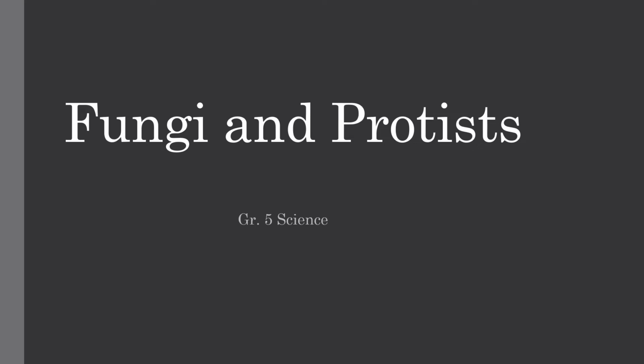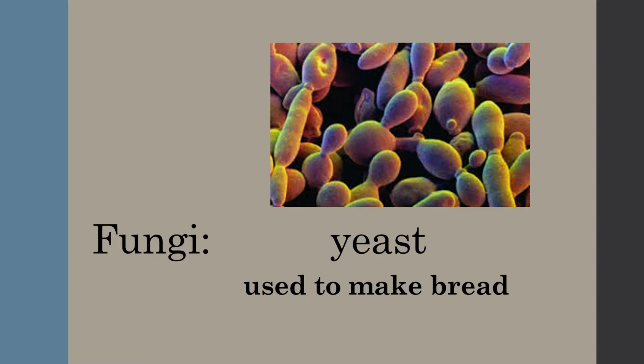In today's video, we're going to continue with another two new kingdoms, the fungi kingdom and the protist kingdom. As you guys already know, there's 6 kingdoms of living organisms: plants, animals, fungi, protists, bacteria, and archaea. We already talked about plants and animals. We're going to continue talking about fungi and protists in this video.